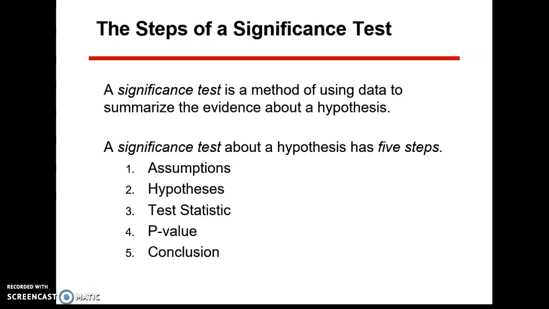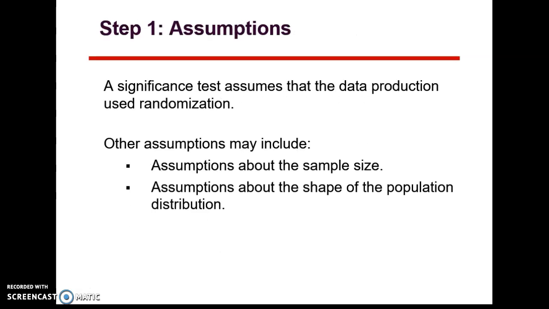Make some assumptions. We have a hypothesis, we have a test statistic, we have what's called a p-value, that's a probability value, and then we draw some conclusion. The significance test assumes the data production uses randomization. So, say your sample was actually a simple random sample or something like that. And we talked about the assumptions on the sample size so we can consider whether it's a normal distribution or not. And that's where the assumptions about the shape also are in there.